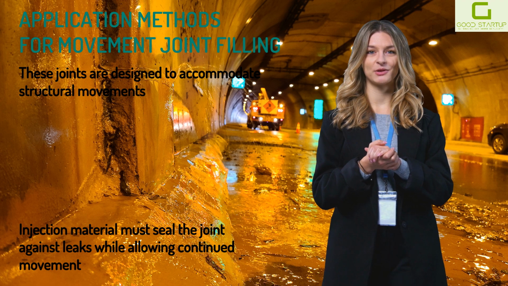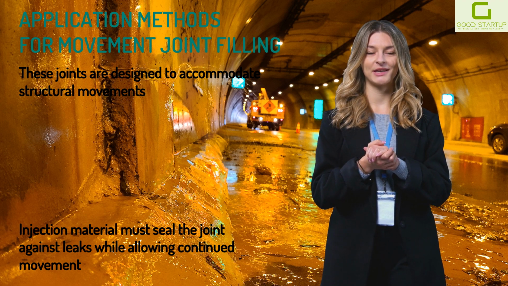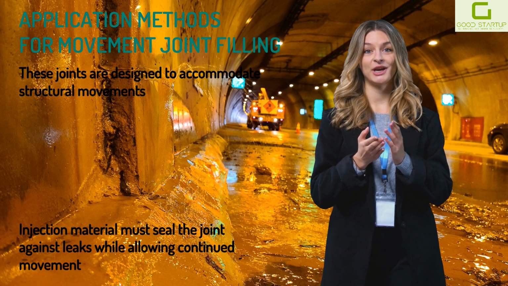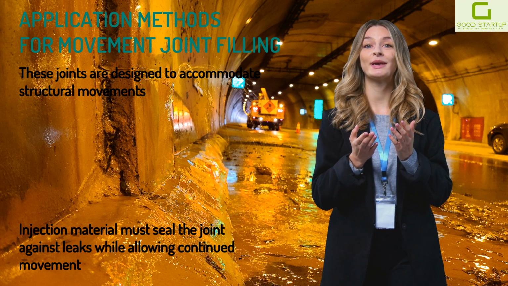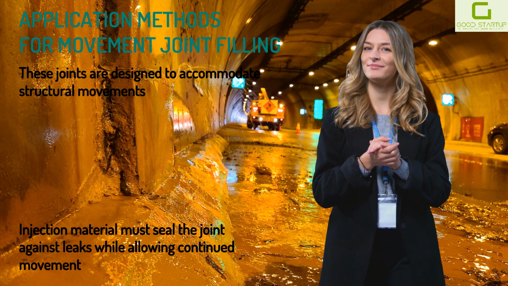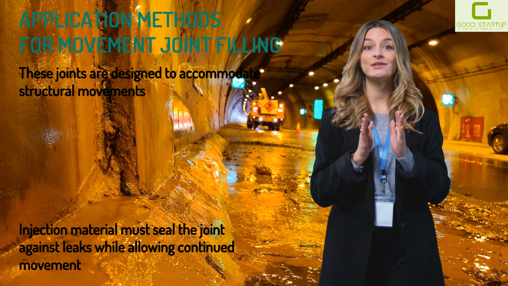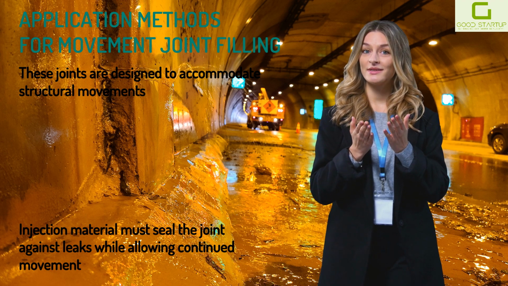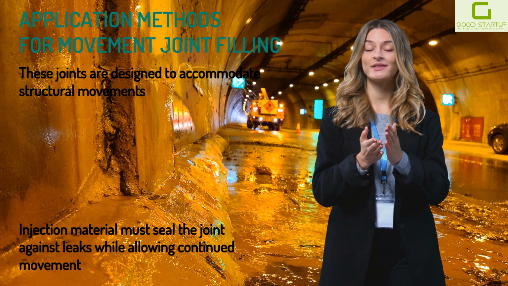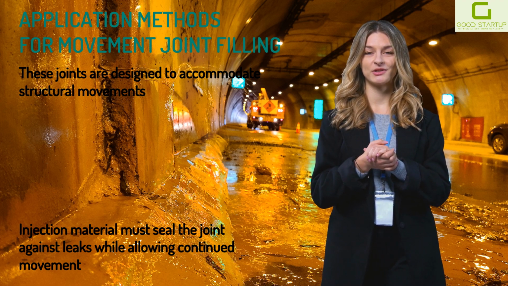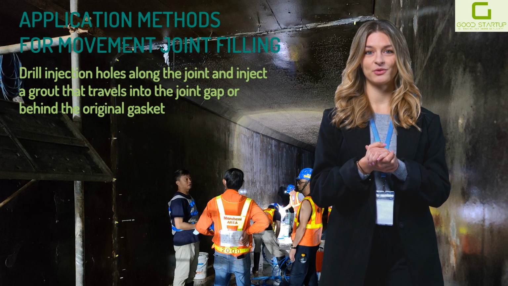In tunnel segmental linings, for example, precast concrete segments fit together with gaskets at the joints. Over time or under high water pressure, these joints can begin leaking. Similarly, in above-ground concrete structures, expansion joints may leak if the water stop or sealant fails. This chapter discusses the appropriate methods to fill and seal movement joints, focusing on injection techniques and material choices that maintain flexibility.